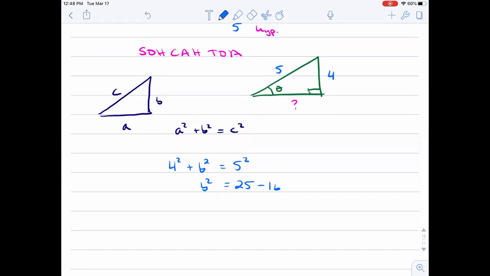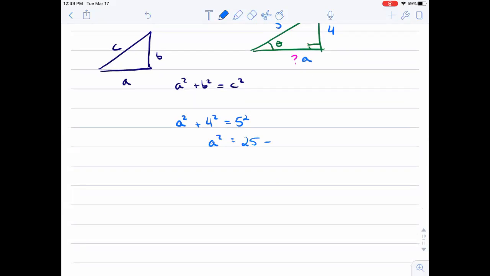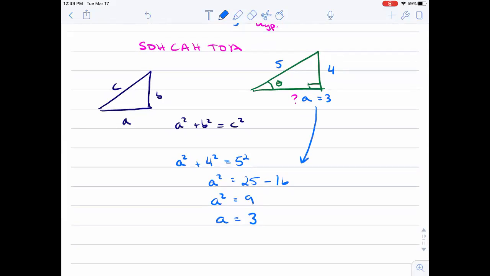Pardon? Oh, it's okay. I shouldn't have done that, but it is allowed. I'm just calling this B, but because they're the short sides, it actually doesn't matter. The C has to be the hypotenuse, but the A's and the B's don't matter. But you're absolutely right. I shouldn't be doing that. I should be calling this A. So then I get A squared plus 4 squared is 5 squared. So A squared is 25 minus 16. So A squared is 9, which means A must be 3. Nice. So A is 3 from down here.